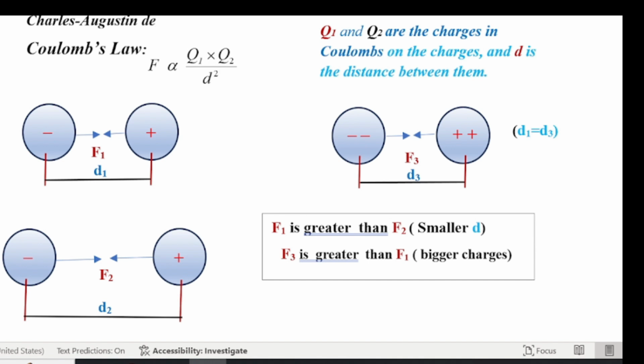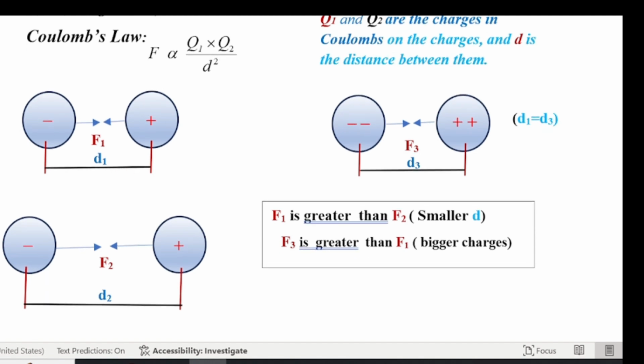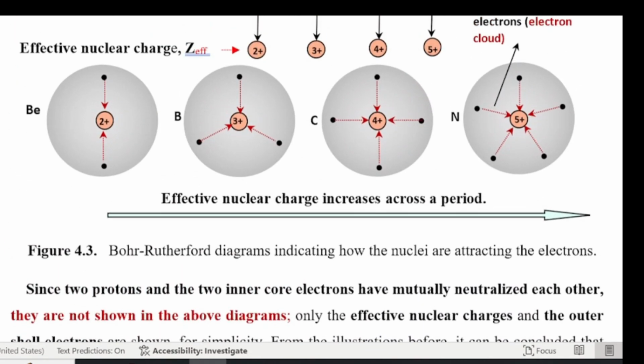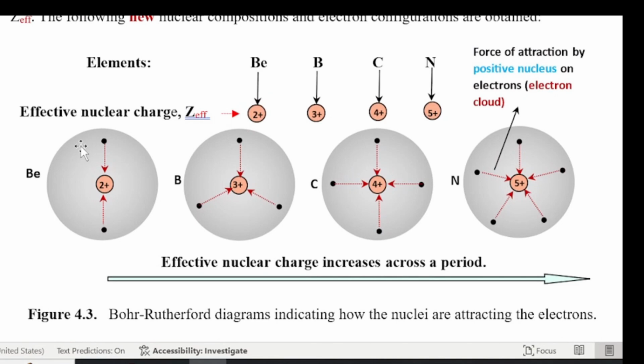Let's look at distance now. Here we're having the same magnitude of charges in both cases, but we change this distance here. So because we're making this bigger now, definitely this force here becomes smaller. So that's Coulomb's law.